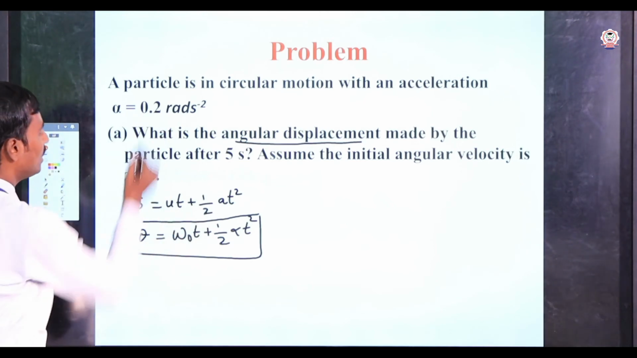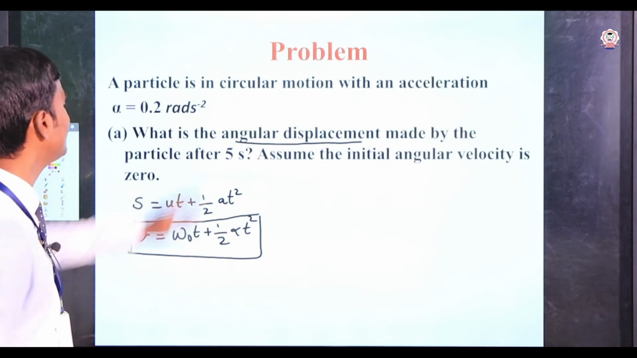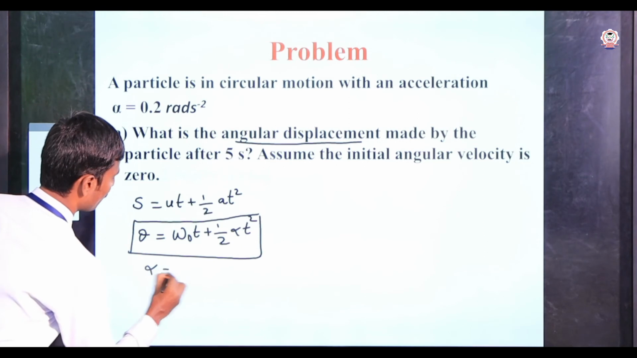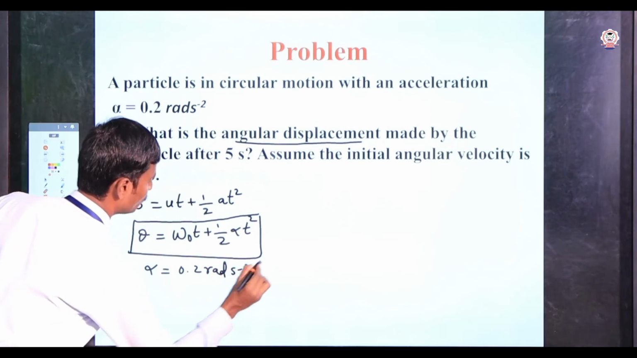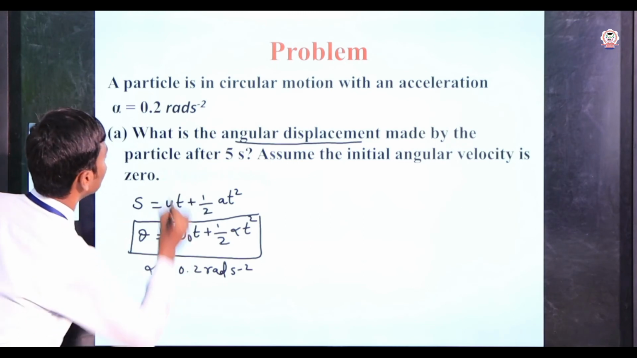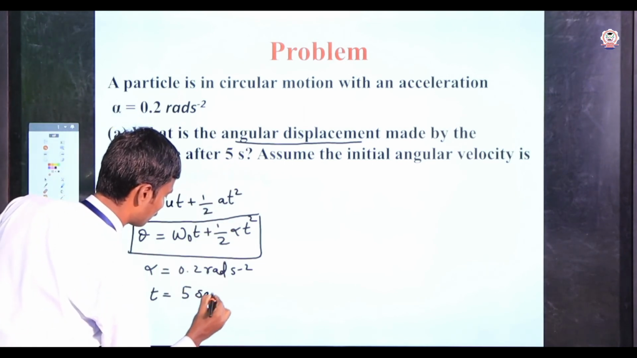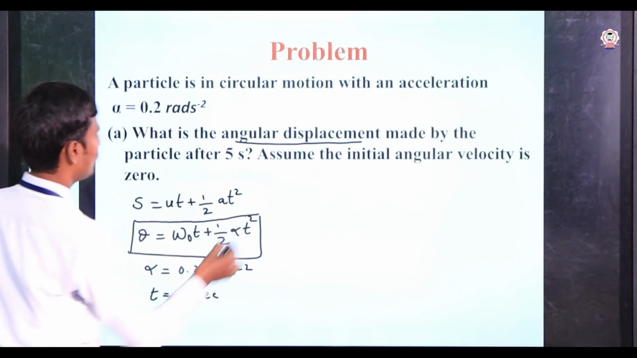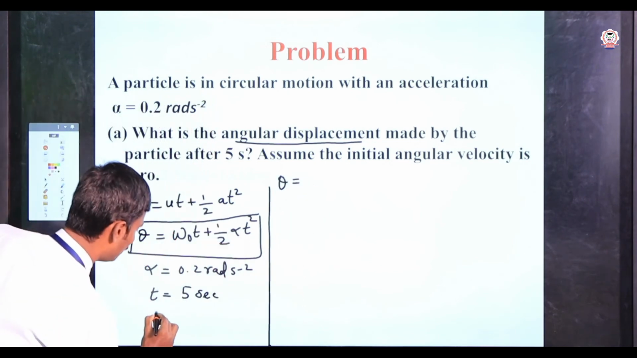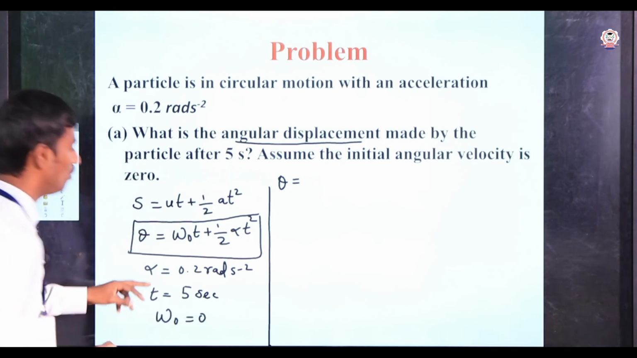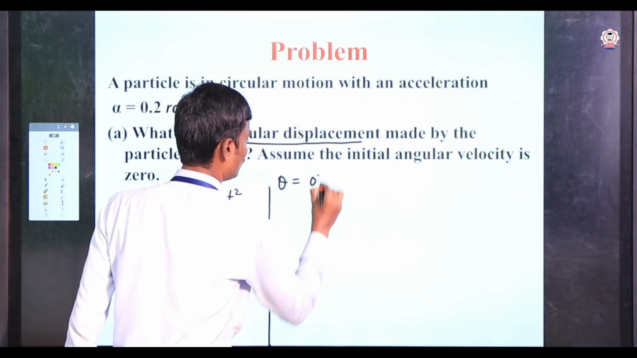Substituting the values: alpha is given as 0.2 radian per second square, and t is 5 seconds. Substituting in the equation, theta equal to omega naught t plus 1 by 2 alpha t square. Omega naught is 0, so omega naught t is also 0.